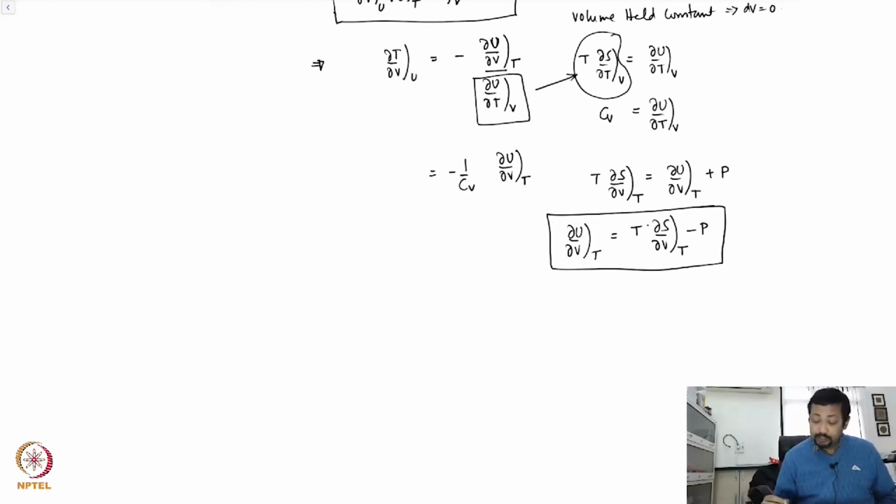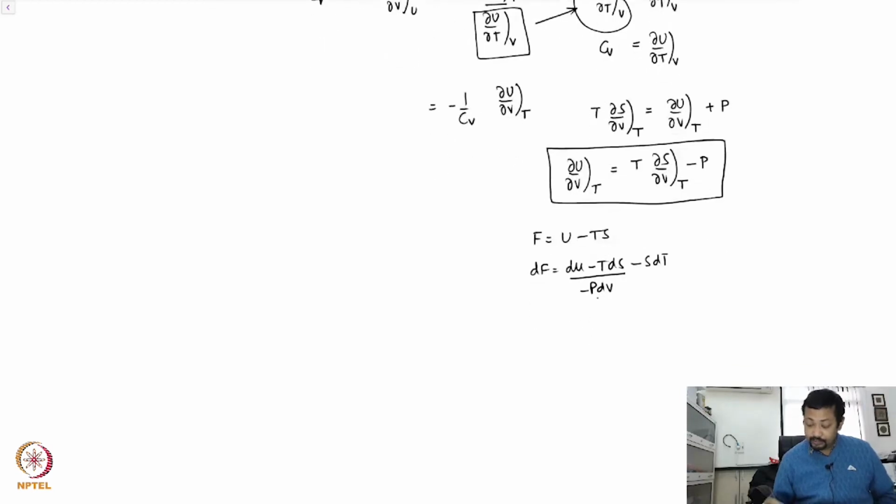So if I now use, let's say, F as U minus TS, so that dF is going to be dU minus TdS minus SdT, and dU minus TdS is minus PdV, so that (∂S/∂V) at constant temperature is (∂P/∂T) at constant volume.